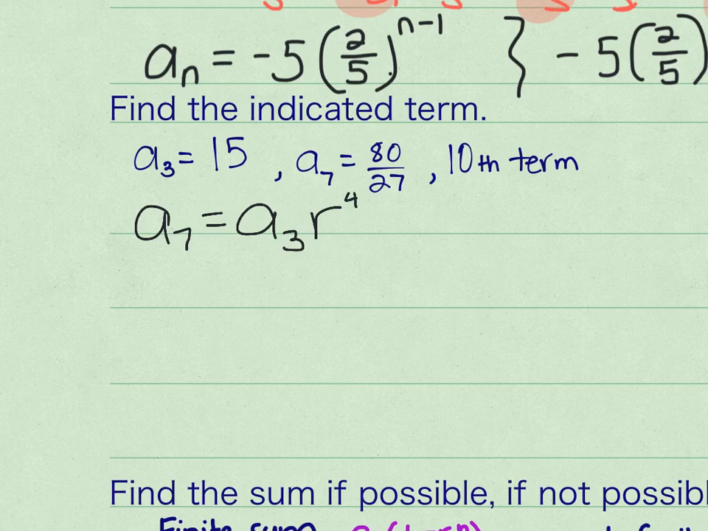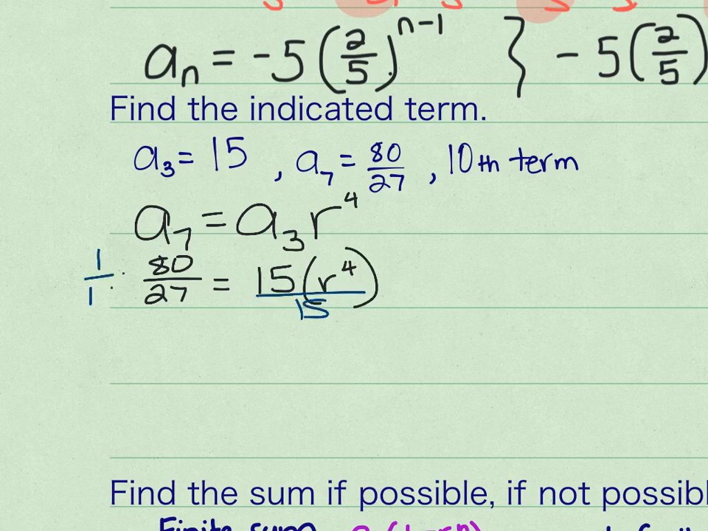4. I want the base on the right and the exponent on the R to add up to the one on the left. So then I'd get 80 over 27 equals A sub 3, which is 15, times R, which is what I don't know, to the 4th. I would divide both sides by 15 or multiply by 1/15 here. 5 goes in here 3 times, 16 times. I get 16 over 81 equals R to the 4th.